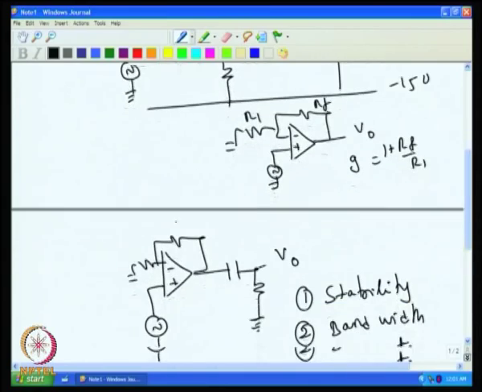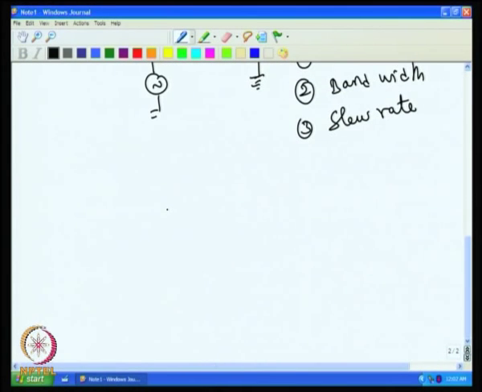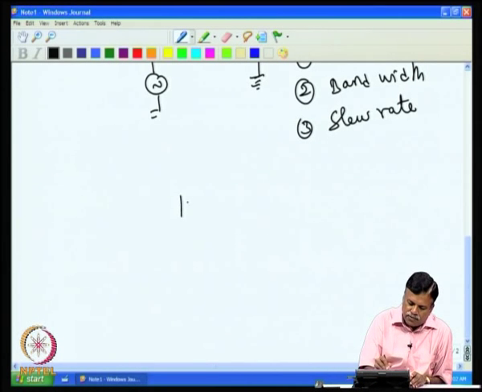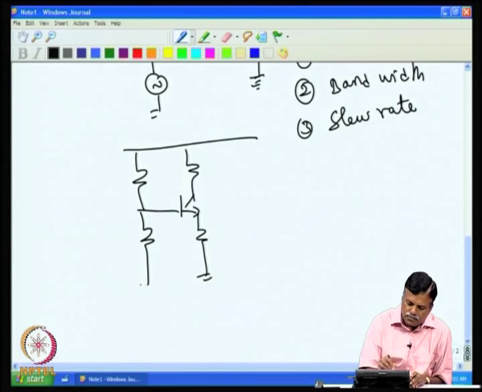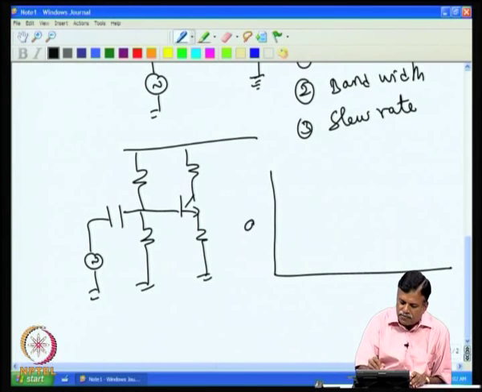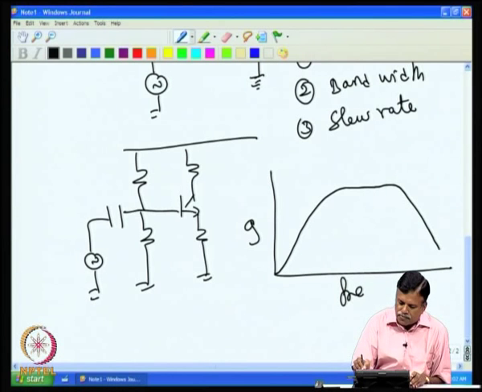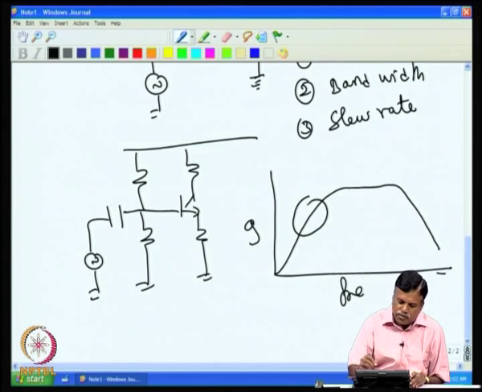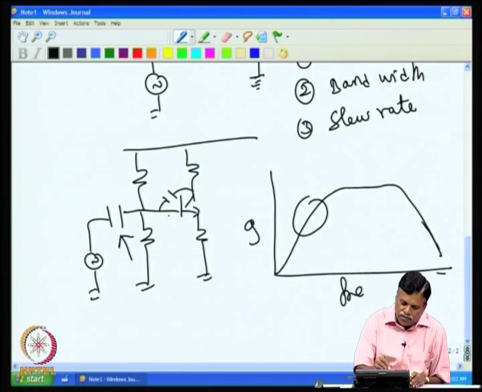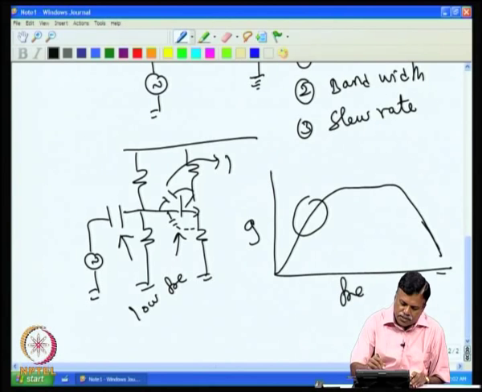Now, for a single stage amplifier like this, these capacitors create a problem, because we have seen in our original transistor amplifier in the conventional circuit, this single stage amplifier, we used to get a gain versus frequency plot, for example, a curve like this. The low frequency region problem is coming because of this capacitor, and the high frequency gain is reducing because of the so-called Miller effect capacitance. Also, we have a capacitance here. So, the low frequency is limited by these two capacitances.